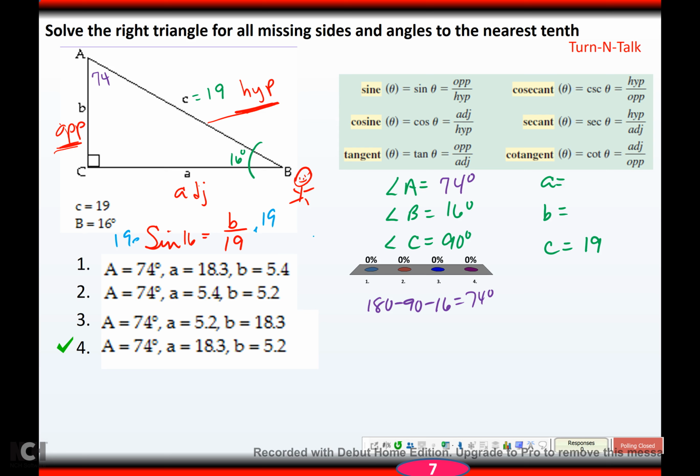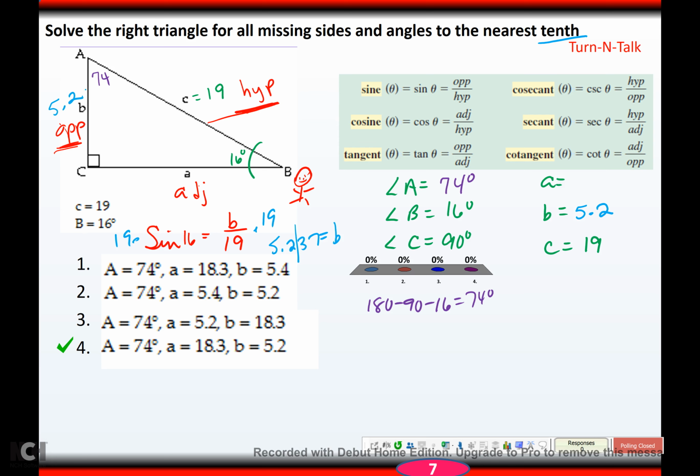So I have 19 times sine of 16, and I get 5.237, and so on. It says to the nearest tenth, so I only go out one place, which means b is 5.2. So now I know that.